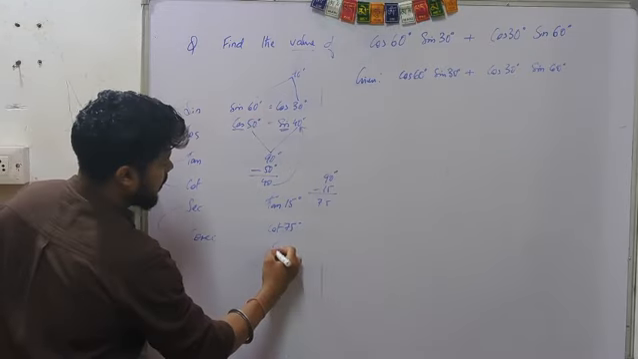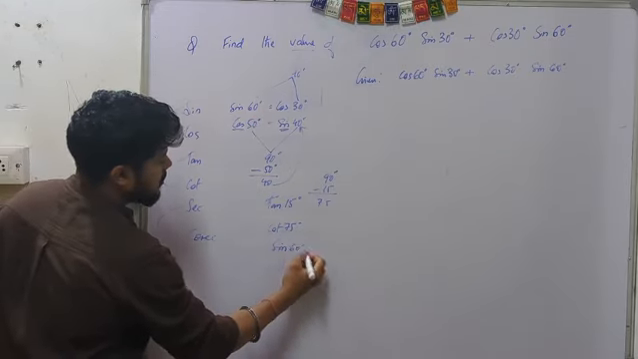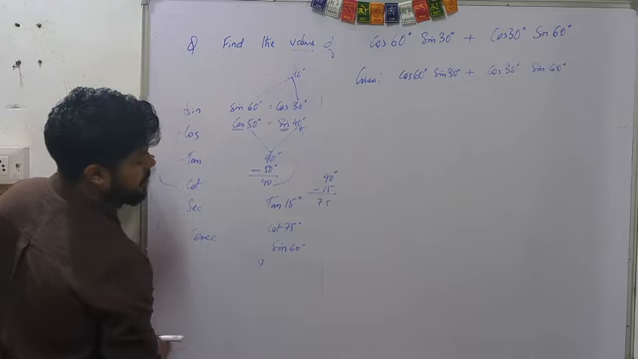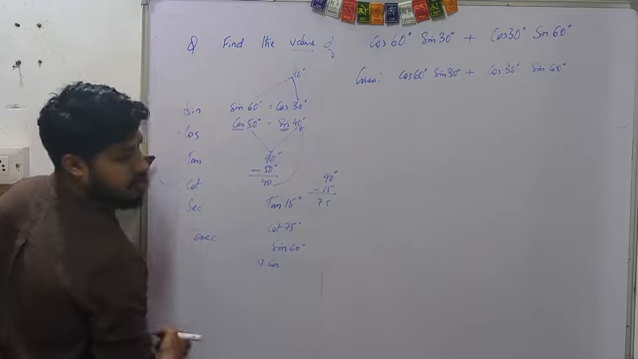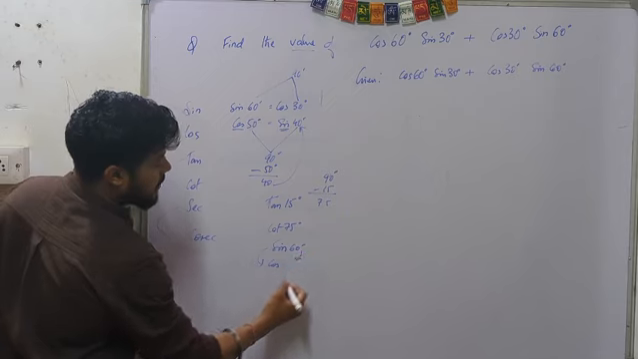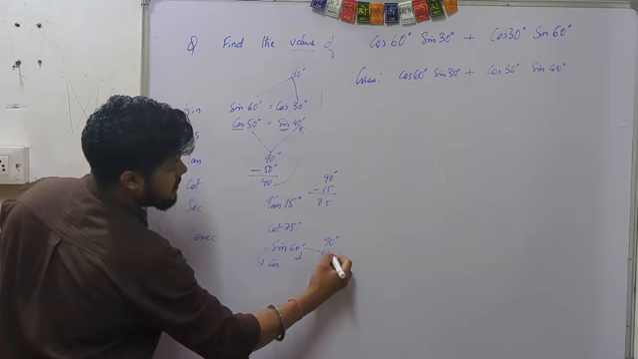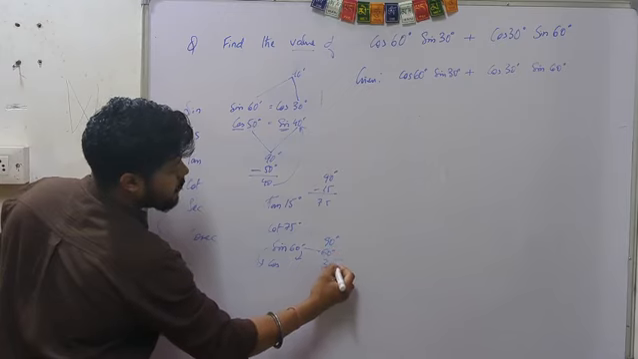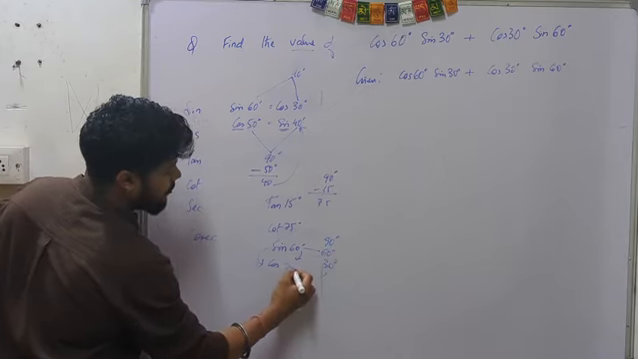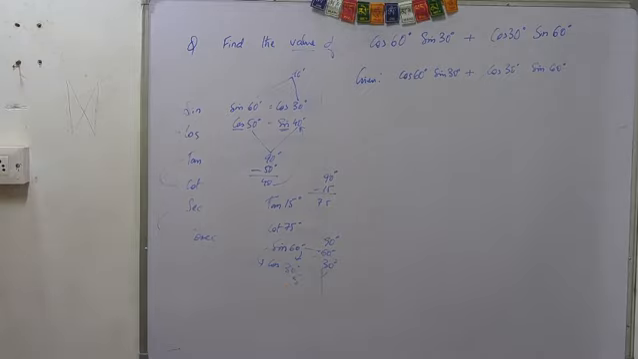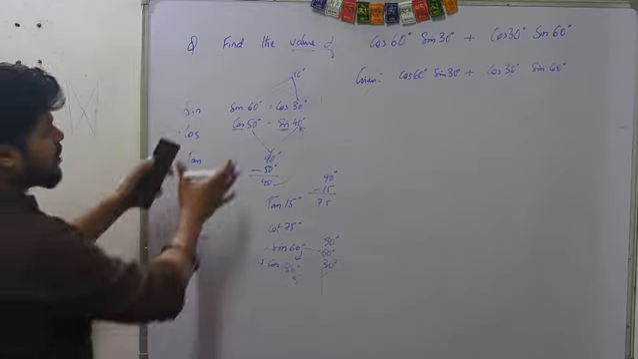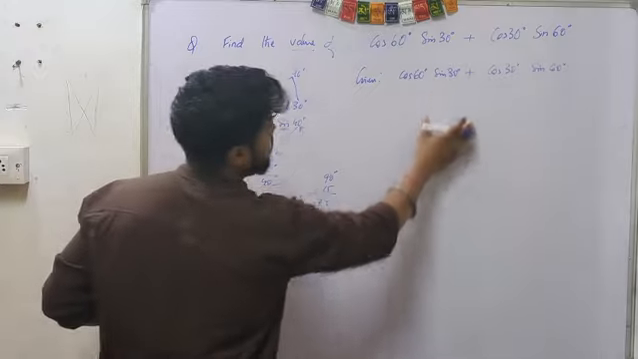Same way, if I'm taking sine 60 degree, the complementary to sine is cos, and for the angle, I take 90 degree minus 60 degree, which gives 30 degree. Hence you got the complementary angle, that is 30 degree. Is it okay? Based on this knowledge, you're going to solve this sum.